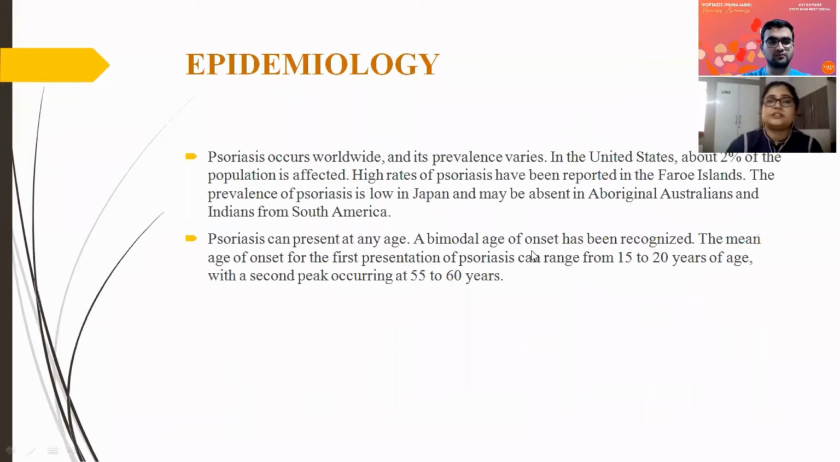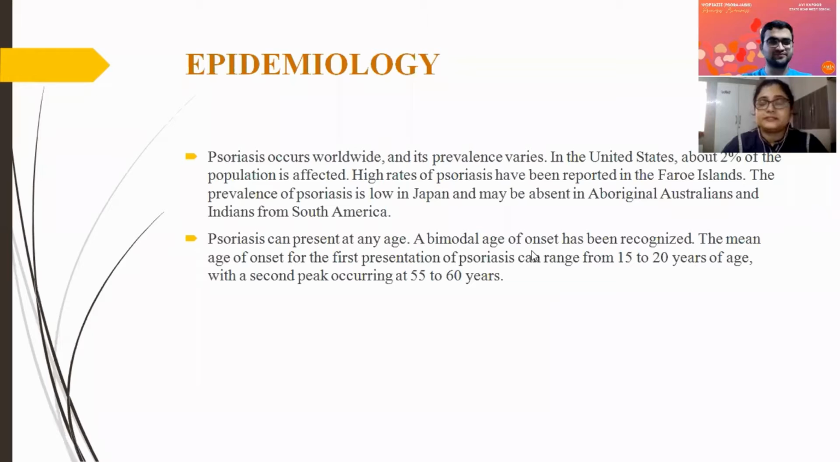About 2% of the world population is affected. In the United States, the population of the US, and high rates of psoriasis have been found in the Faroe Islands. The prevalence of psoriasis is low in Japan and may be absent in Australians, Indians.